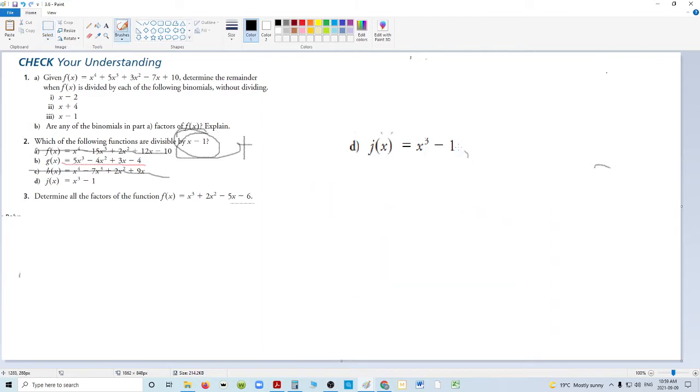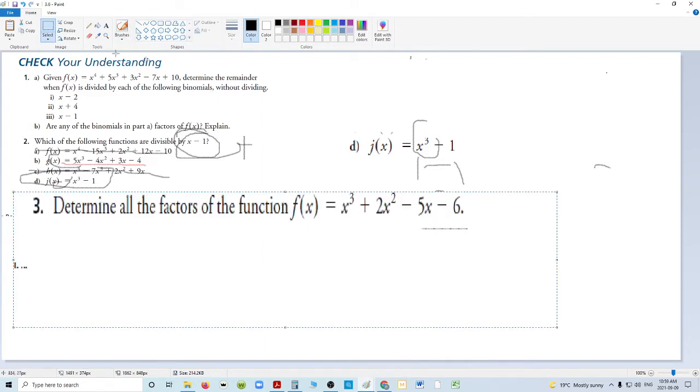It's very clear from this one that 1 is a factor because 1 minus 1 will be 0. 1 cubed is 1. Minus 1 is 0. So yes, that is a factor. So A, B, and D, x minus 1 is a factor, and in A and C it's not. Determine all the factors of this. Okay. Jumping back to the answers, that is indeed the right answer for number 2.